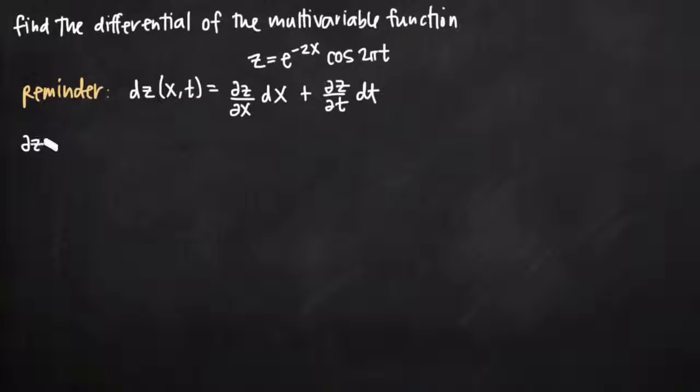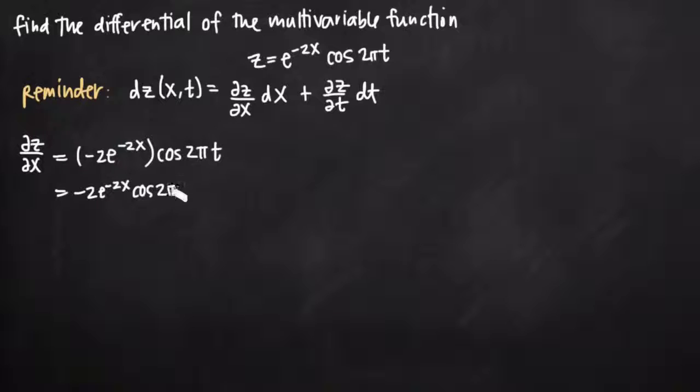Let's take the partial derivative of z with respect to x. If we look here at our function, if we take the partial derivative with respect to x, that means we have to treat t as a constant. That means cosine of 2 pi t, this whole thing right here, will just be a constant. So it's like a coefficient on this e to the negative 2x. Taking the derivative of e to the negative 2x, we get negative 2e to the negative 2x. That's the derivative there. And this cosine of 2 pi t just stays there as a part of the coefficient. So when we simplify that, we'll get negative 2 e to the negative 2x times cosine of 2 pi t.